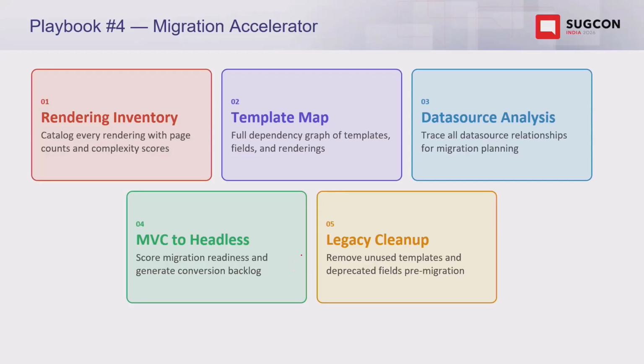The fourth is MVC to headless. This is mostly in demand right now, where we have lots of MVC websites and the client wants to migrate them to headless. Whether you go for the JSS-based headless or you go for XM Cloud, on both you can use it. You can check which components are the easiest ones for migration. So we can go through the PowerShell script and identify it.